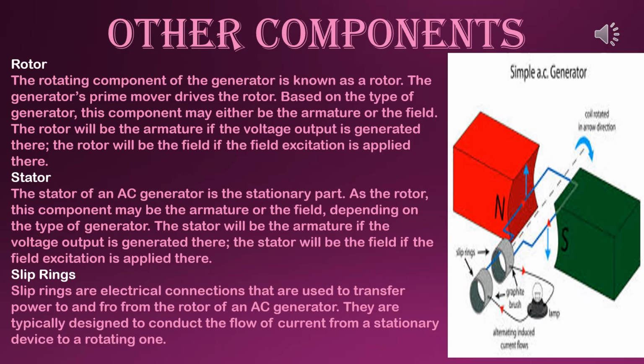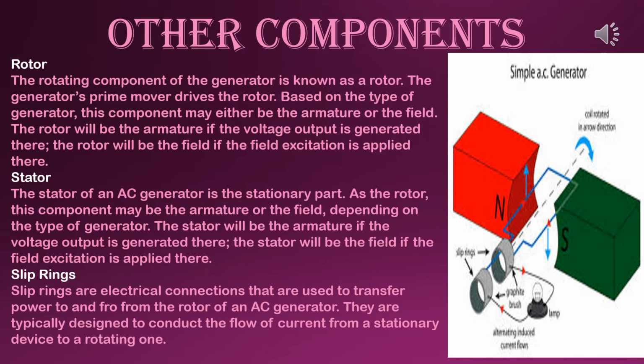Now other components. Next one is the rotor. The rotating component of the generator is known as the rotor. The generator's prime mover drives the rotor. Based on the type of generator, this component may be either the armature or the field. The rotor will be the armature if the voltage output is generated there. The rotor will be the field if the field excitation is applied there. Next one is the stator.